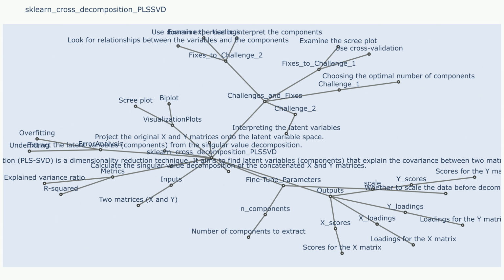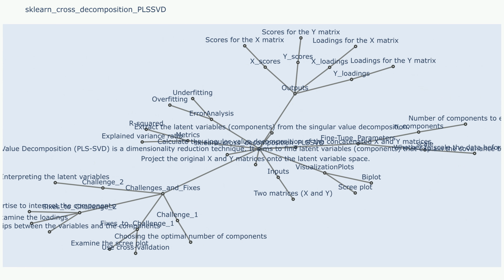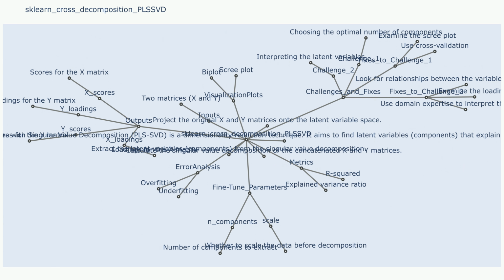Steps. Step 1: compute the covariance matrix between the X and Y data. Step 2: perform singular value decomposition (SVD) on the covariance matrix. Step 3: extract the top component's latent variables based on the singular values, which capture the maximum covariance between X and Y. Step 4: project the X and Y data onto the latent variables to obtain the scores and loadings.